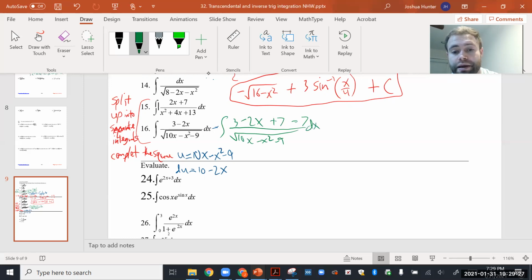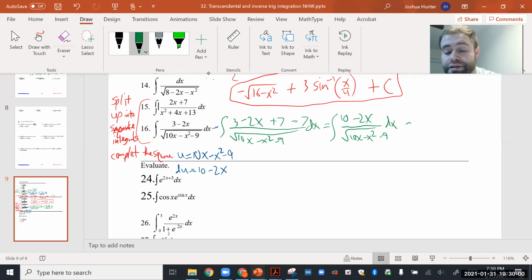Now that I did that, now I can split it up exactly as I want to, in that I want the 10 minus 2x together. So we have the 3 and 7 will become the 10. So we're going to have 10 minus 2x over the square root of 10x minus x squared minus 9 dx. And then that one will just be some basic U sub.